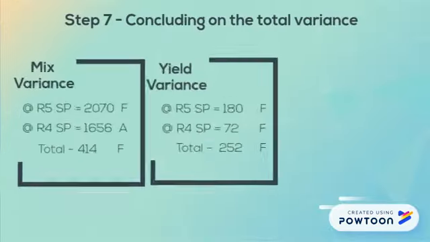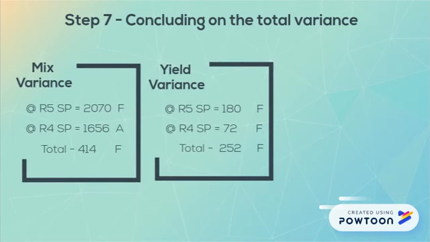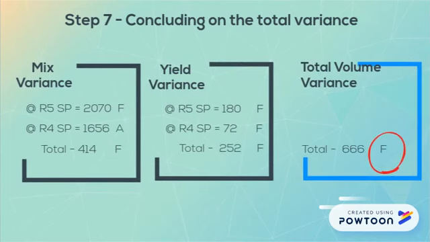We lastly need to see how these variances talk to each other. We use less materials than we should have used, resulting in a favorable volume variance. This is due to the yield variance being favorable and the mix variance being favorable. We use less of the expensive material and more cheap materials.